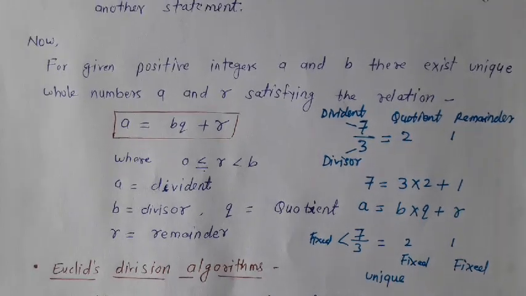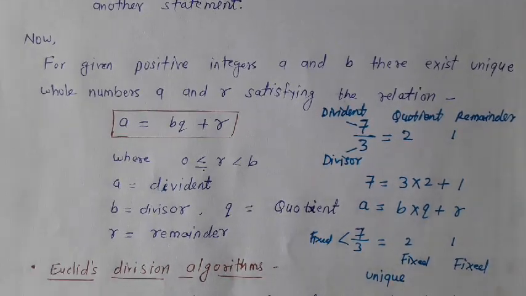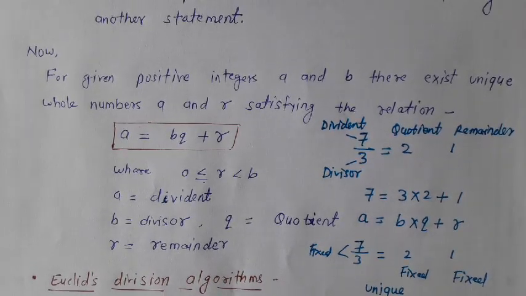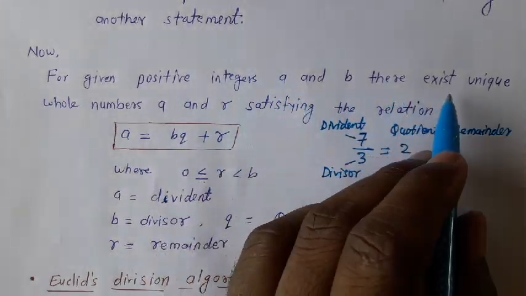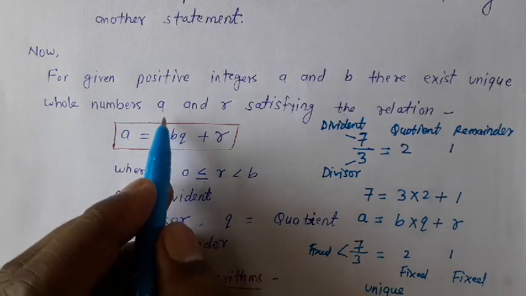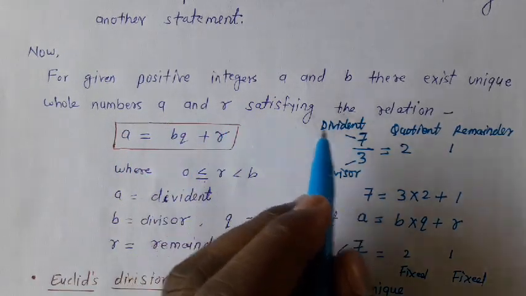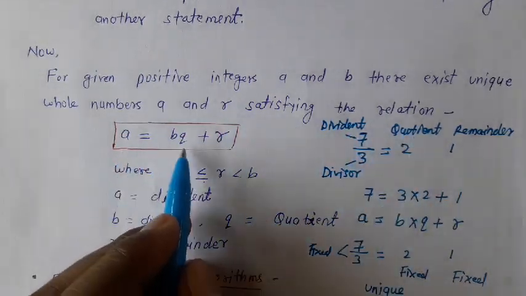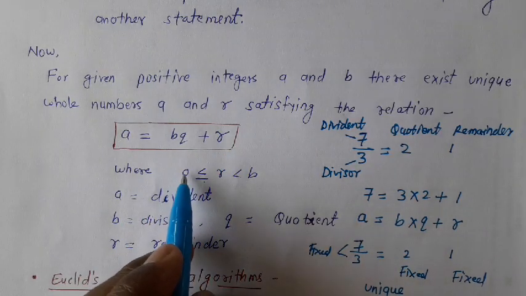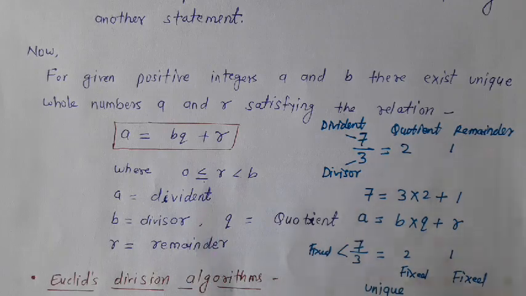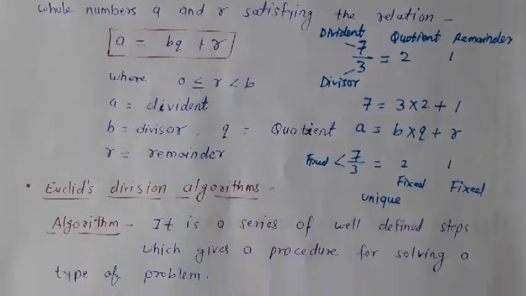So I repeat once again, what is Euclid division lemma? For given positive integers a and b, there exist unique whole numbers q and r satisfying the relation a equals bq plus r, where the value of the remainder is always greater than or equal to 0 but less than the divisor. It is Euclid division lemma.